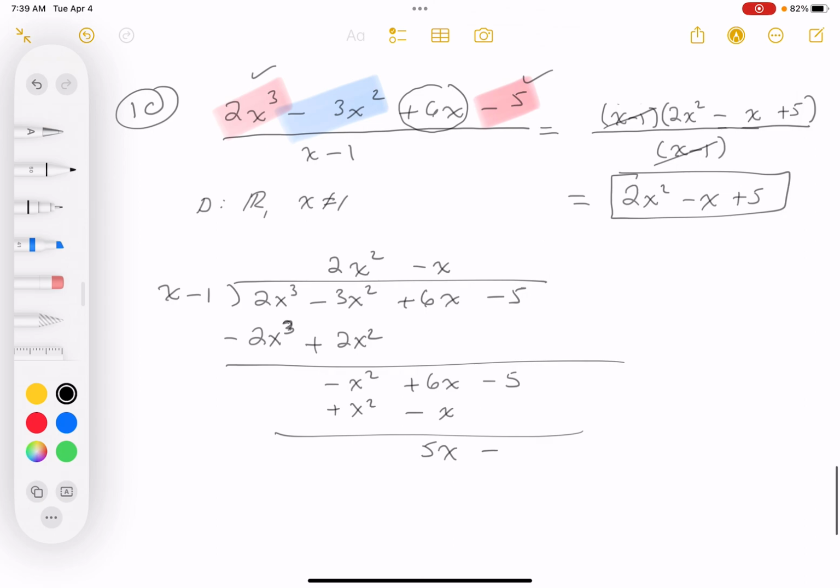What do you get over here? 5x minus 5. Well, what there? Plus 5, right? What do you get? 5x minus 5. Change the signs and combine. 0. What do you get? The same thing we got over here. All right? Again, the answer is 2x squared minus x plus 5 with the condition that x cannot be equal to 1.